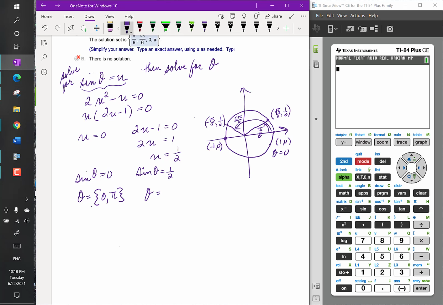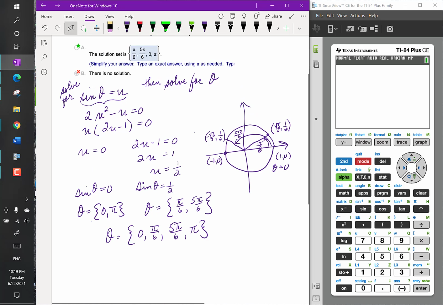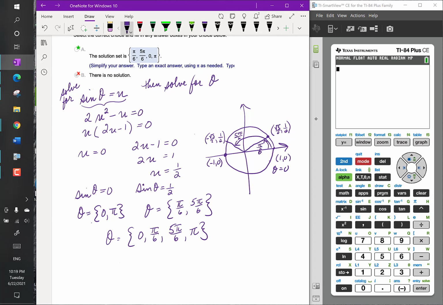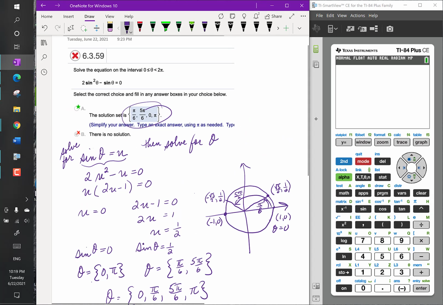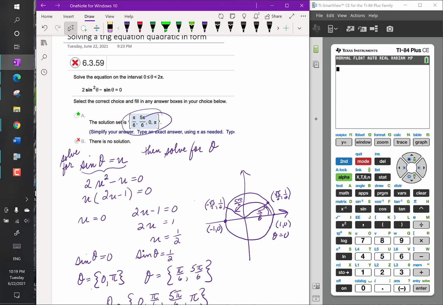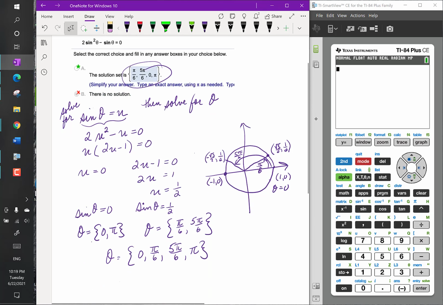So here theta would be pi over 6, so 30 degrees, and 5 pi over 6. So we put these all together. In set notation, I'll go in order from smallest to biggest: 0, pi over 6, 5 pi over 6, and pi. And I believe that's what they said. Yes, we have a match. Sometimes my answers don't match theirs. Sometimes they're wrong.